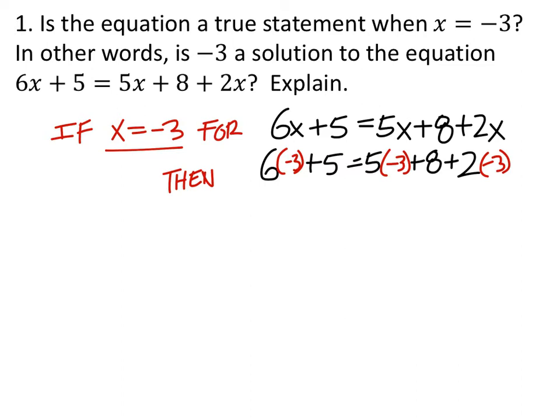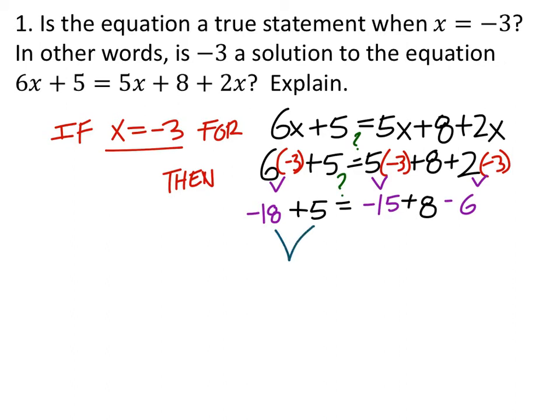So I've got my x values at negative 3. Now we're just using the order of operations to see if this is true. I don't know if it's true, so I'm going to put a question mark over that equal sign, and that's what we'll solve for. So 6 times negative 3 is negative 18. I'm just using order of operations. 5 times negative 3 is negative 15. 2 times negative 3 is negative 6. So the whole equation right now is negative 18 plus 5 equals negative 15 plus 8 minus 6.